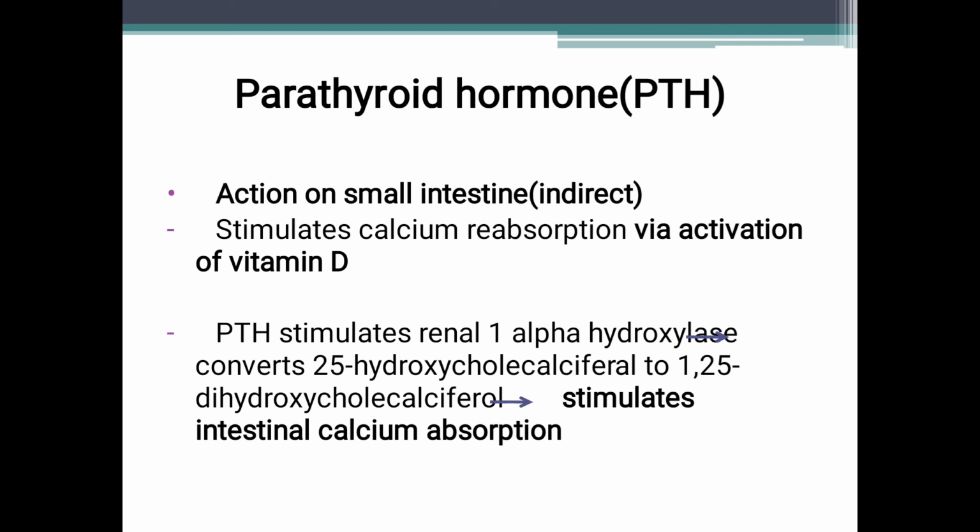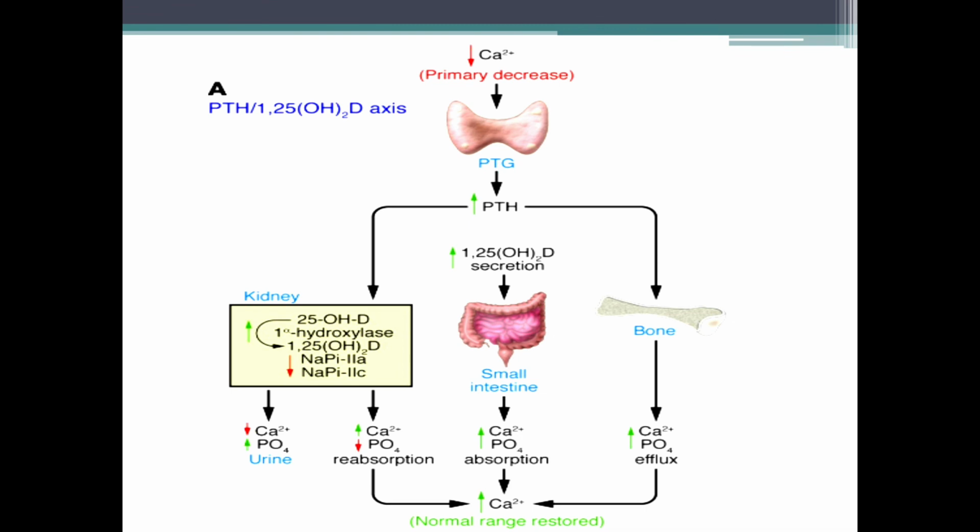So, parathyroid hormone: what is the action on bone, on kidney, and on intestine? What is the primary stimulus for parathyroid hormone release? A decrease in the calcium level. When calcium decreases, the parathyroid hormone is released. In the kidney, it decreases calcium excretion and increases phosphate excretion, that means increases calcium reabsorption and decreases phosphate reabsorption. In the small intestine, indirectly via activation of vitamin D, it causes calcium absorption. In the bone, the net effect is to mobilize more calcium and phosphate into the plasma.